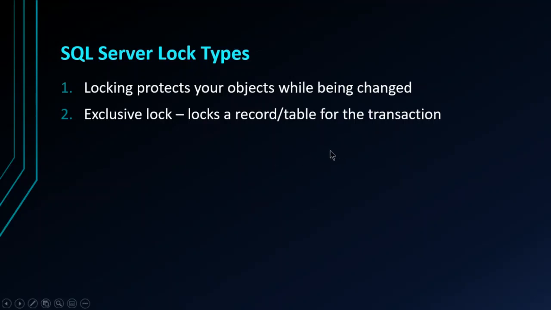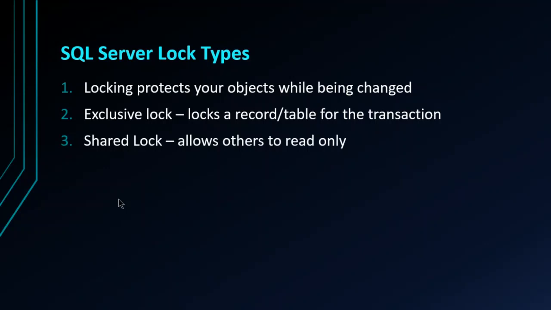A slightly less controlling lock is the shared lock. It locks it for writing, but allows people to read it. So if what you're updating isn't overly crucial, or it's okay if they get a slightly different value, a shared lock's good.